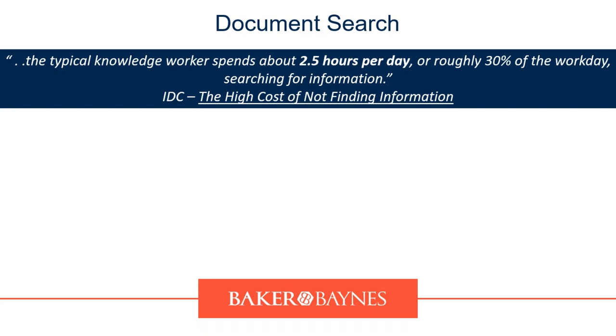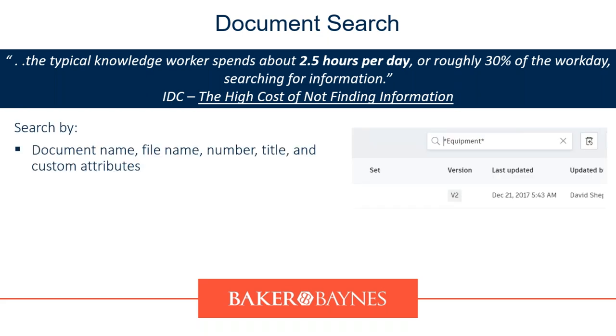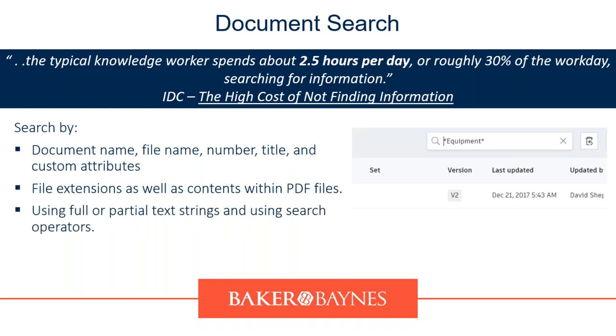With this common data environment, everything is at least in one place. So yes, you still need to go and search for it, but at least it's in one place. And there's a lot of smart ways to search for it. You can search by document name, file number, file extensions, information within different PDFs, partial strings, operators, quotation marks. There's a variety of different ways to go and search for the information, and at least you know that all the information is in one place.